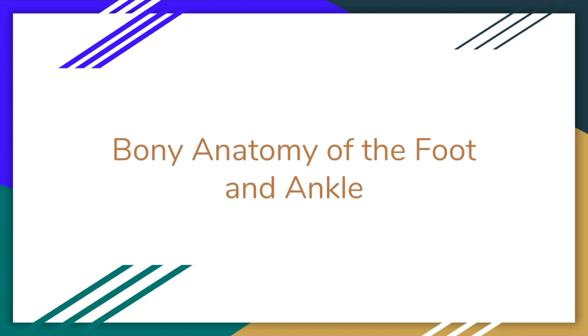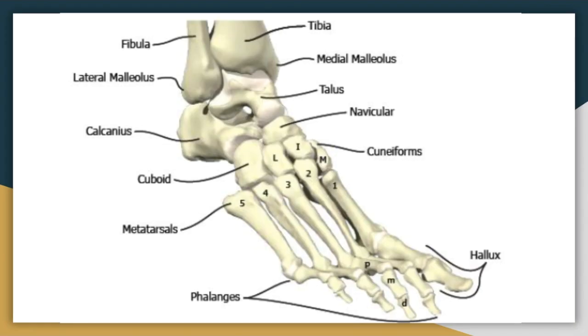Bony anatomy of the foot and ankle include the fibula, the tibia, the lateral malleolus, the medial malleolus, the calcaneus, the talus, the cuboid, the navicular, the three cuneiforms, the five metatarsals, the phalanges, and the hallux.